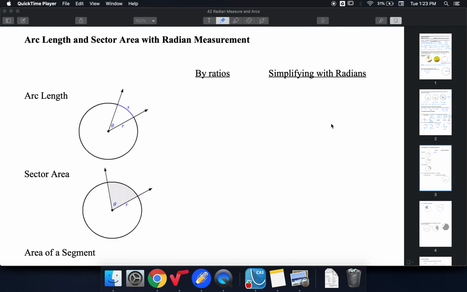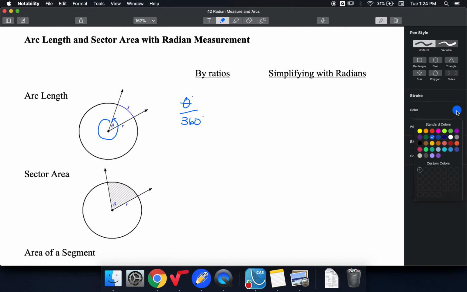Hi students. Now we're going to look at formulas for arc length and sector area with radians because again, we're sophisticated mathematicians. So I know that you're going to default and think about degrees. If I'm thinking about the length of this arc, I know it's a fraction of the whole circle. And I know in my whole circle I have 360 degrees. So this fraction of the circle is theta out of 360 degrees, assuming theta is being measured in degrees as well.